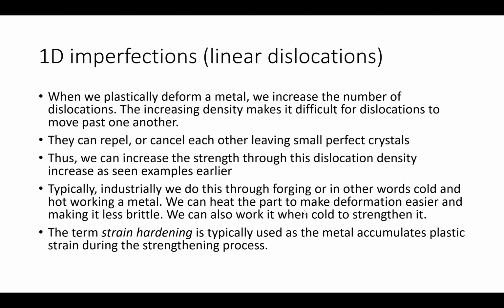Typically, industrially, we do this through forging, or in other words, cold and hot working a metal. We can heat the part to make it deform easier and making it less brittle. We can also work it when cold to strengthen it. The term strain hardening is typically used as the metal accumulates plastic strain during the strengthening process.